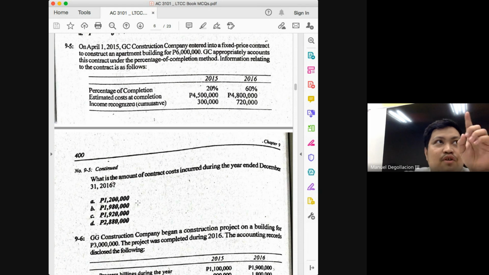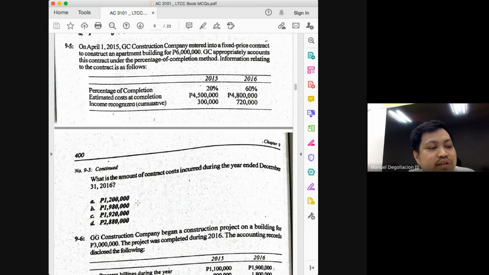Instead of cost incurred to date divided by cost at completion, what do you do? Cost at completion times percentage of completion. Because if you have a hard time doing this, class, it's not the fault of the subject. It's not the fault of the topic. It's in your grade school class. Okay? So how much is 4,500,000 times 20%? 900. So if you'll be asked how much is the cost incurred to date in 2015, the answer would be 900,000. If you will be asked how much cost was incurred in 2015, it will also be 900,000.